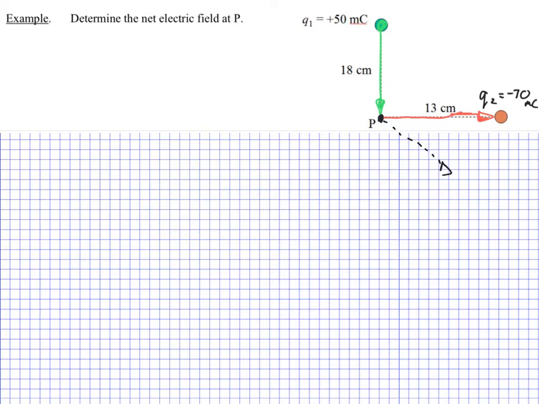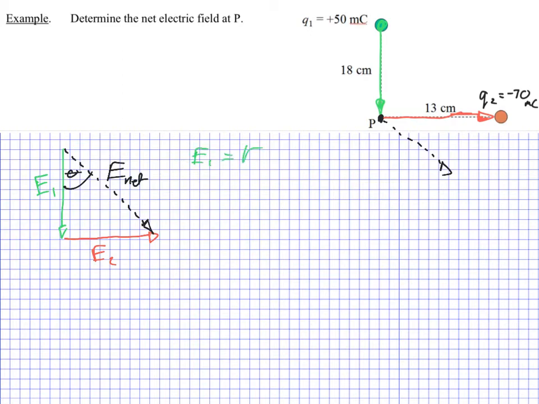I'll do green. My field here is going to be my E1. And then tail to tip, I can put E2. There's E2. Of course, my resultant is going to be my net electric field, so this is my E net. All I need to do now is solve for the resultant of this triangle and the angle. Let's think about what that might be.